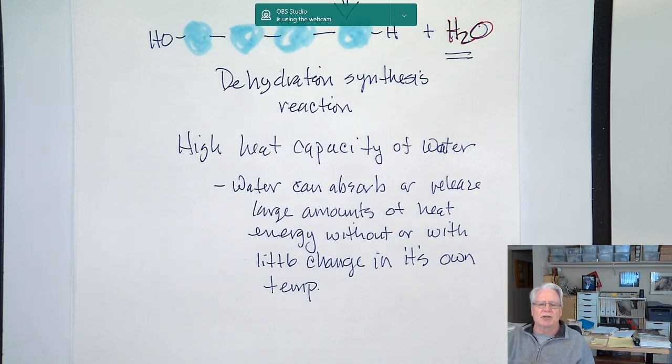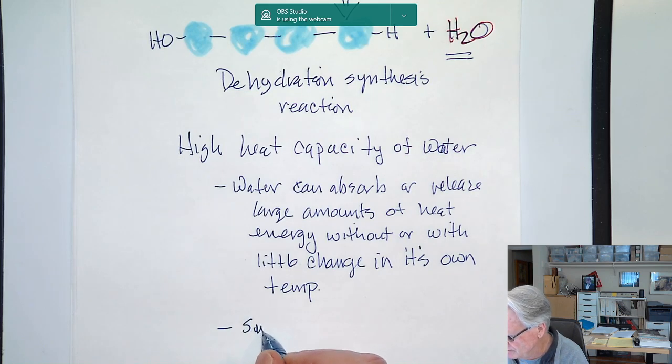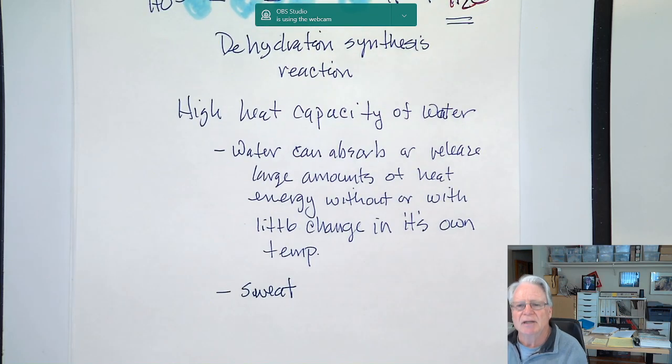Now, how does this apply to humans? Very dramatic example, sweat. Humans have evolved to control core body temperature with a number of different mechanisms. One of the most important mechanisms is that we sweat. Okay? So we have sweat glands, and these sweat glands produce water that sits on the surface of our skin. And when that water evaporates, it removes large amounts of heat energy.